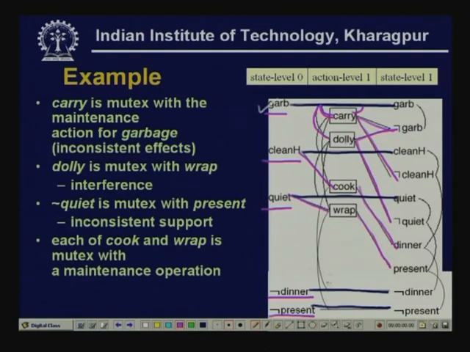Now, wrap, so not quiet. So, dolly has an effect of not quiet and the maintenance action quiet has the effect of quiet. So, since not quiet and quiet are mutex, dolly cannot occur along with the maintenance action quiet. So, dolly and quiet are mutex.